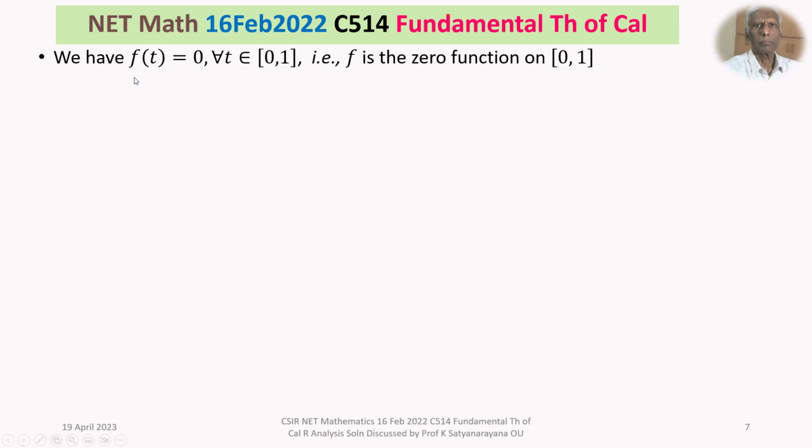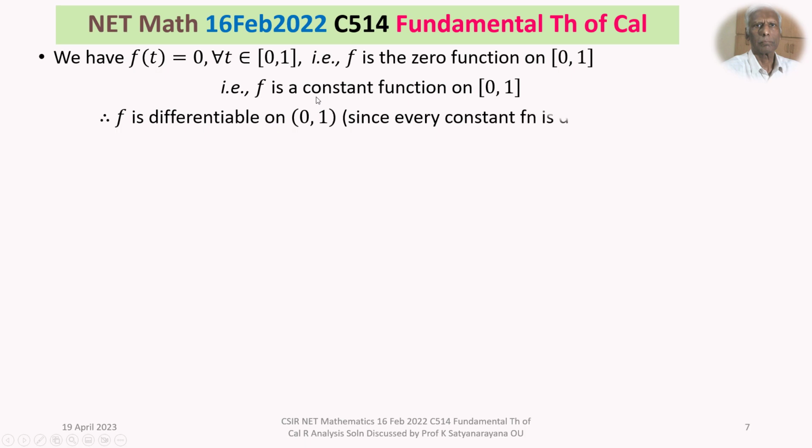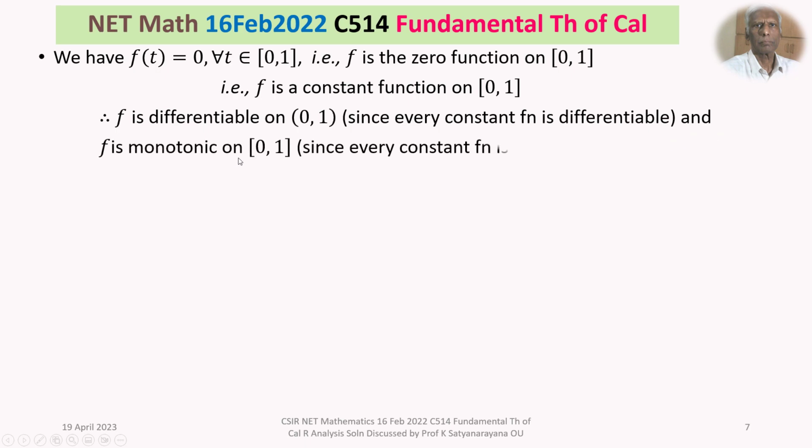We have seen f of t is equal to 0 for all t belongs to the closed and bounded interval 0 to 1. That is, f is the 0 function on the interval 0 to 1. That is, f is a constant function on 0 to 1. When it is a constant function, then it is differentiable and it is monotonic. So, f is differentiable on the open interval 0 to 1 since every constant function is differentiable, and f is monotonic on the closed and bounded interval 0 to 1 since every constant function is monotonic.